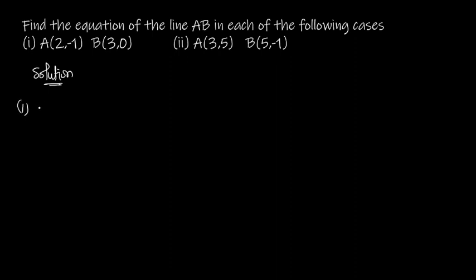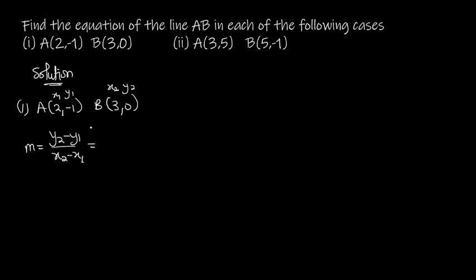For the first example, we have A with coordinates 2, negative 1, and B having 3 and 0. This is my x1, my y1, my x2, my y2. I first of all need to find the gradient, which is y2 minus y1 on x2 minus x1. This is equal to my y2, which is 0, minus my y1, which is negative 1, on my x2, which is 3, minus my x1, which is 2. So I have negative minus 1, which gives me positive 1, then 3 minus 2 will also give me 1, and this is equal to 1.